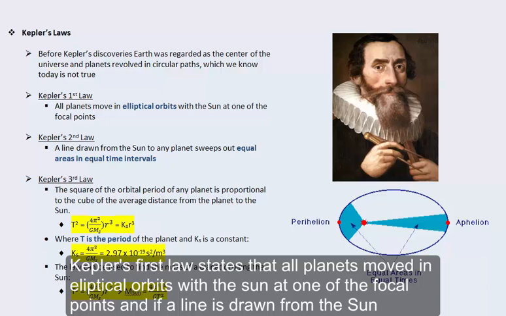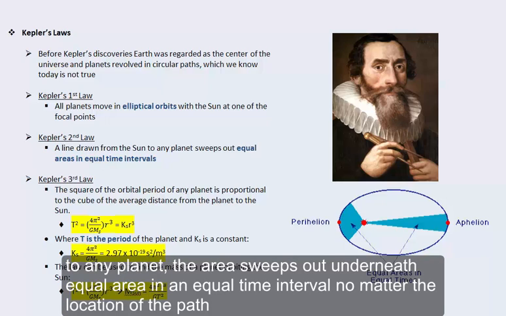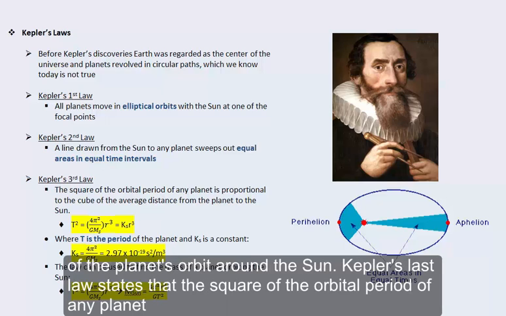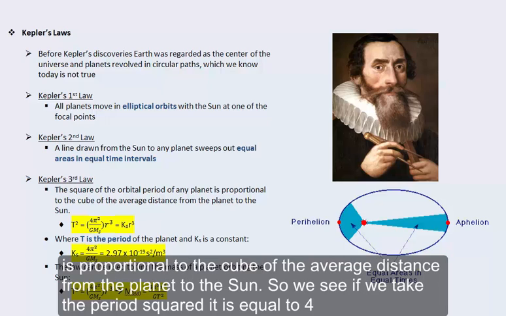And if a line is drawn from the Sun to any planet, the line sweeps out equal areas in equal time intervals, no matter the location of the planet's path around the Sun. And Kepler's last law states that the square of the orbital period of any planet is proportional to the cube of the average distance from the planet to the Sun.